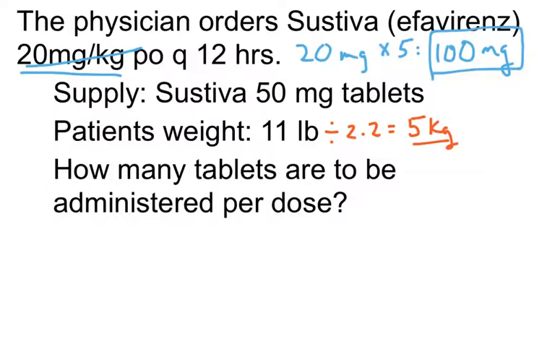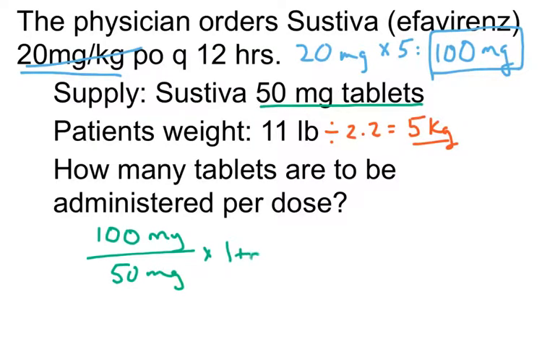Now, you do a dosage problem. So what's ordered? Well, his new dose is 100 milligrams. What you have on hand is right here. You have 50 milligrams per tablet. Okay? Cancel your units so you know they're in the right place. So 100 divided by 50 is 2 tablets. Okay.